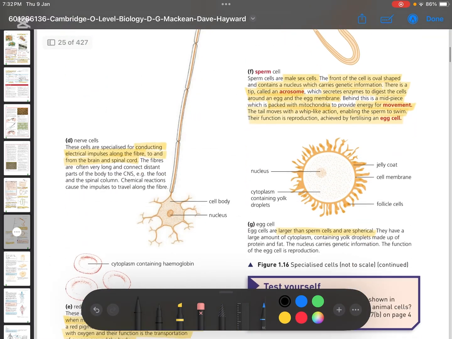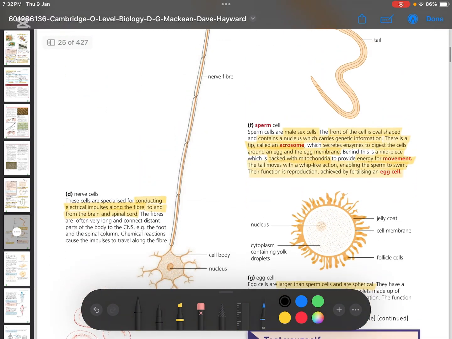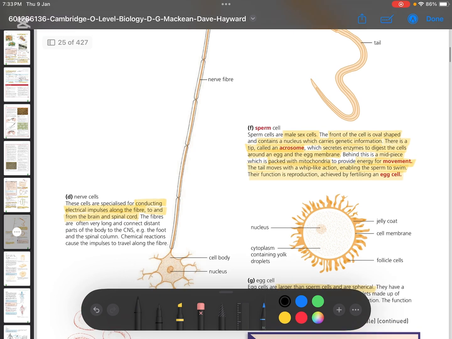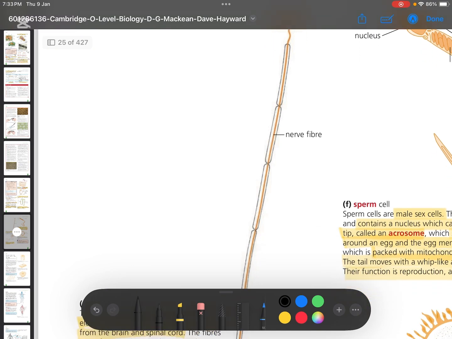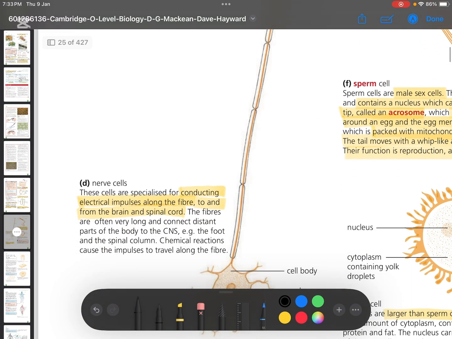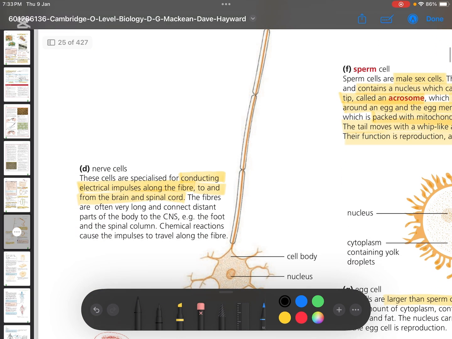It's very, very easy. Now moving on to nerve cells. Now these nerve cells are basically inside your human body, inside the animal body, right? And what these nerve cells do, these are specialized cells, as we have discussed.